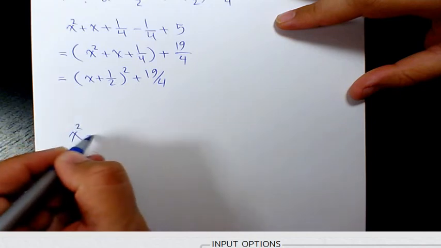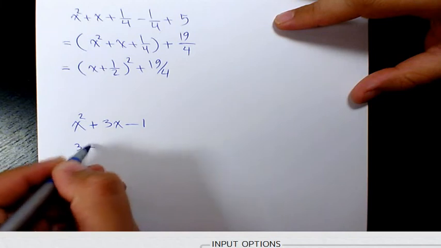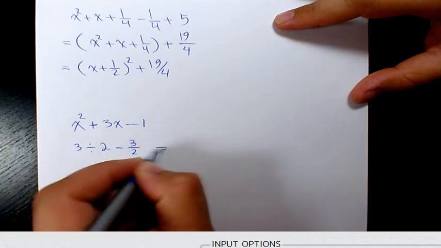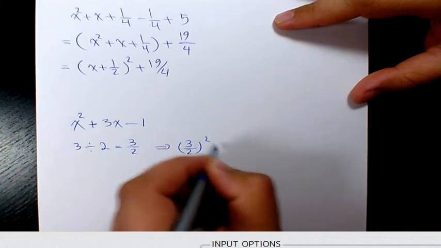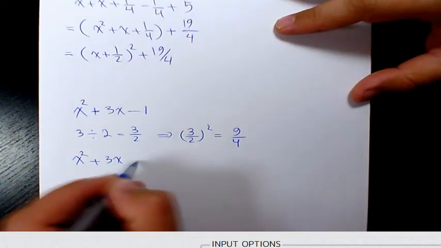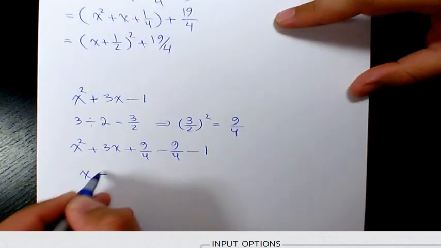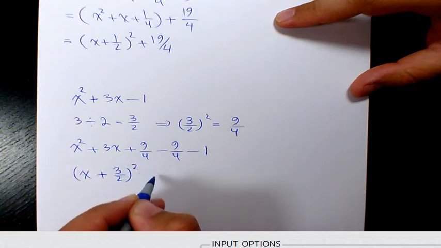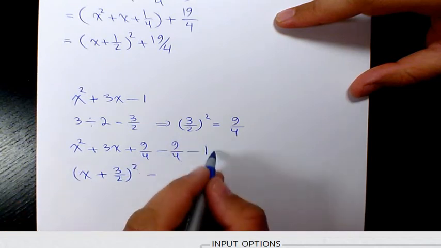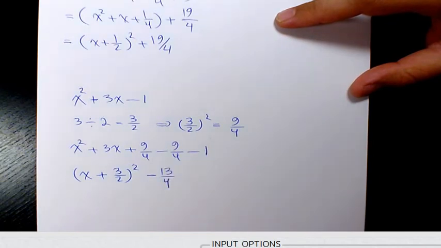Next, x squared plus 3x minus 1. Coefficient is 3, divided by 2 is going to be 3 over 2. Therefore, 3 over 2 squared is 9 over 4. So x squared plus 3x plus 9 over 4 minus 9 over 4 minus 1. So we have x plus 3 over 2 squared minus 9 over 4 minus 1 over 1, which is 4 over 4, 13 over 4. So that's the final answer.